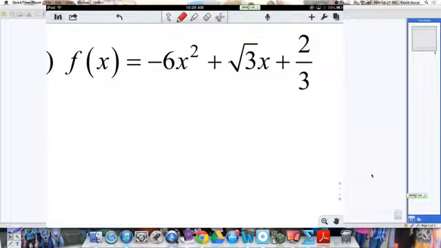Negative 6x squared. Any chance of dividing by 0 there? No. Does it have a square root, fourth root, sixth root anywhere? No, there's no fractional exponents. There's no negative exponents. There's no overt radicals, no denominator other than 1. So the first term passes both hurdles. Good. On to the next one.